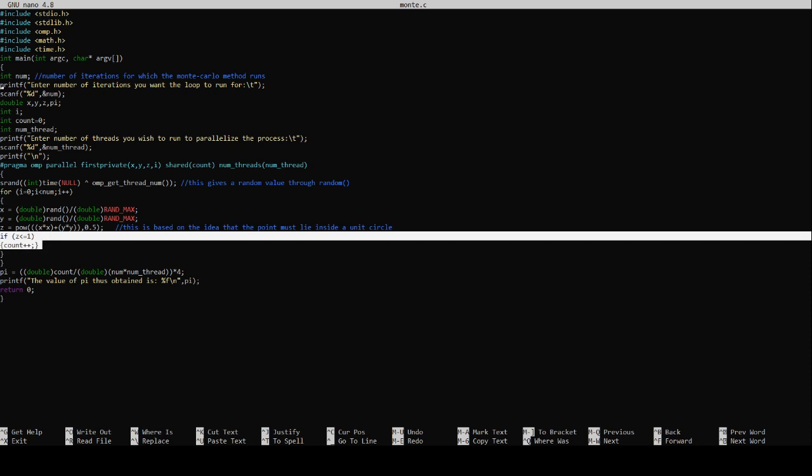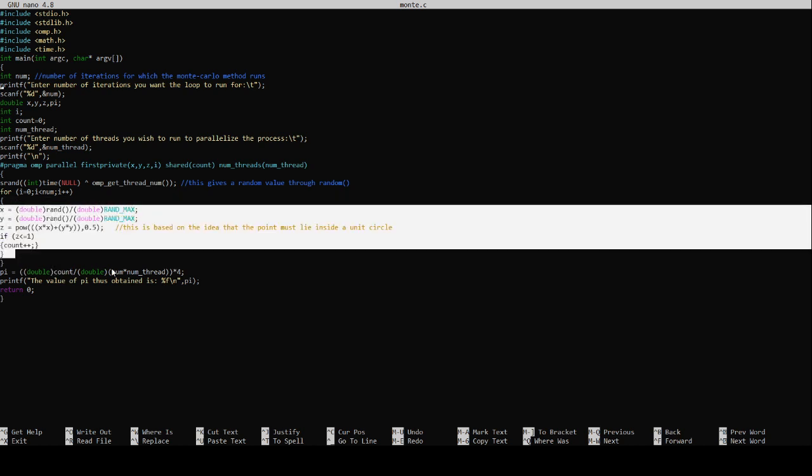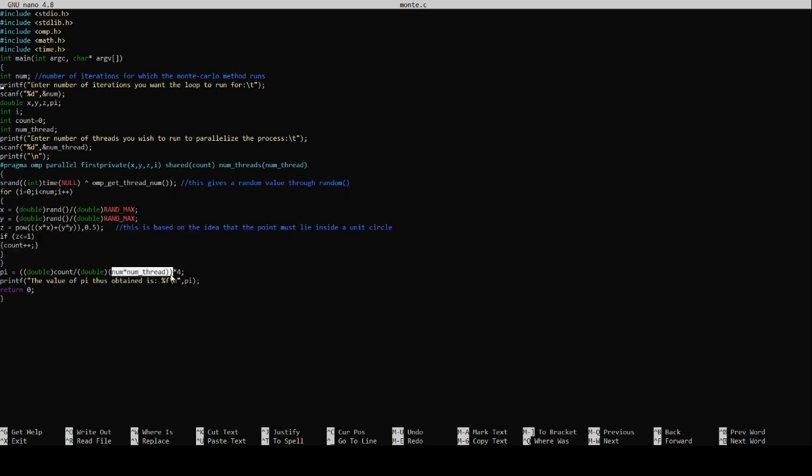So, what do we understand? Count is the number of points that will lie inside the circle, right? So, the value of pi, as we discussed about the Monte Carlo problem, is 4 times count, which is the number of points that lie inside the circle, divided by num into num threads, right? What was num? Num is the number of iterations that we run.